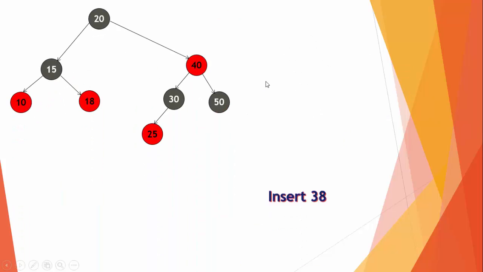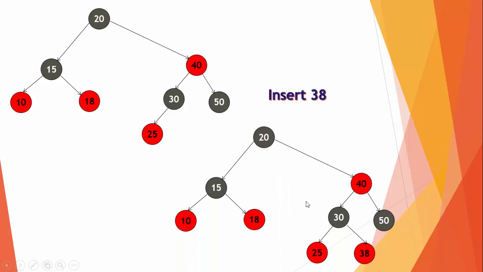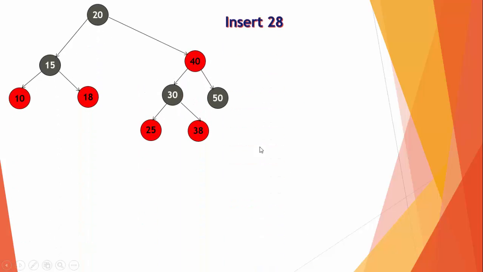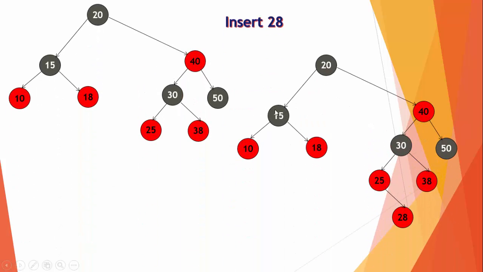Okay, now we want to insert 38. Where is its position? It's the right child of 30. There is no violation of any condition. But if we insert 28, this is its position, the right child of 25. So here there is a violation of the third invariant, which is case 2.